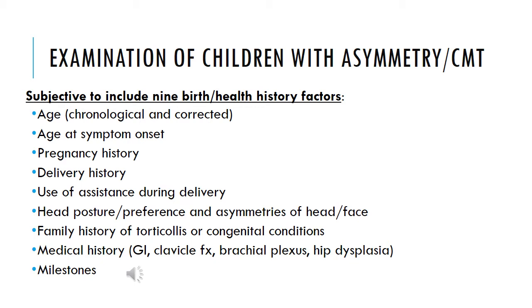And then lastly, of course, we want to ask about developmental milestones. So this would be geared based on the age of the child who is being examined, but you want to have an idea of if the child is developing typically or are they falling behind their age-matched peers. So really, what is the impact of the asymmetry on the developmental milestones from the perspective of the parent and caregiver?